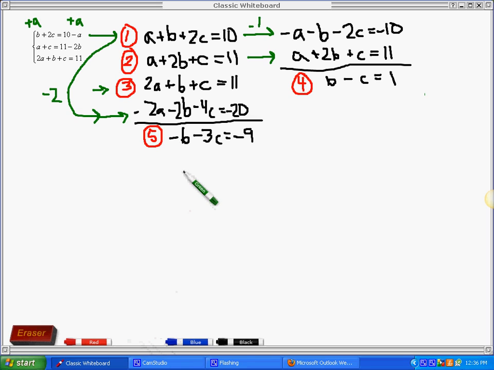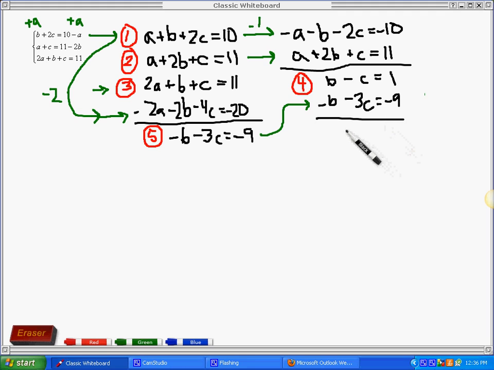And now we know from in class, we want to take now equations 4 and 5 to solve for b and c. And a nice thing happens here, because the negative b and positive b are already going to cancel. We don't need to do any work here. So we get negative b minus 3c equals negative 9. And the b's eliminate, giving me negative 4c equals negative 8. Which, when we divide both sides by negative 4, gives us c equals 2. Which is the value of our first variable, variable c.